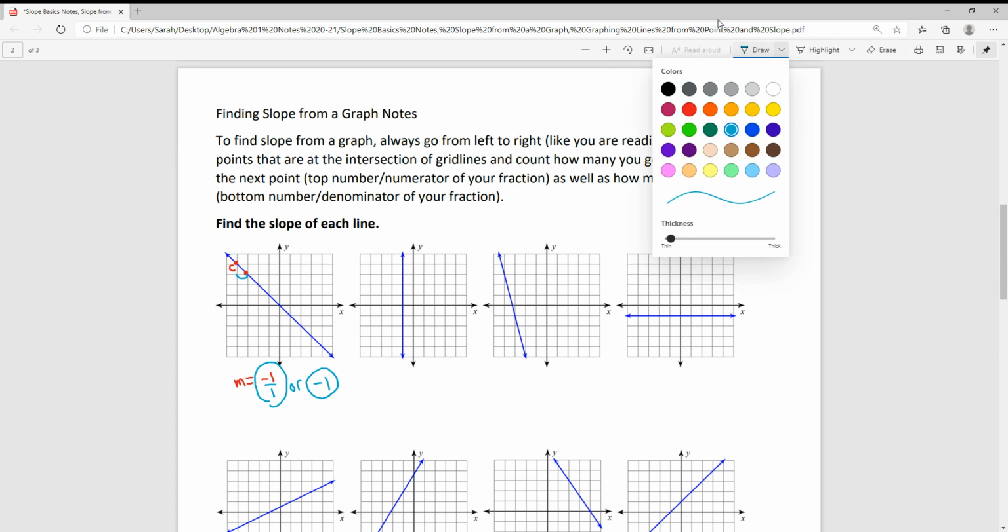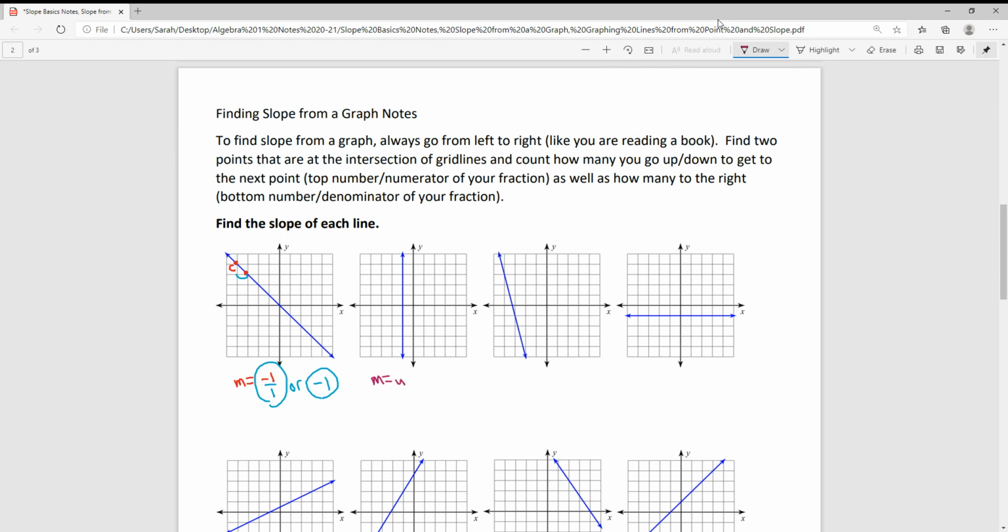When you have something that is not diagonal, so either a vertical or horizontal line, don't worry about counting your slope. Just remember what your situation is. So since this is a vertical line, our slope is undefined. So you don't write a number for that. You just say the word undefined.